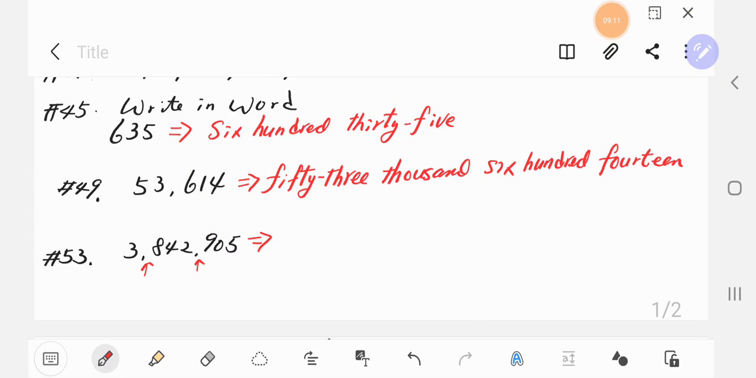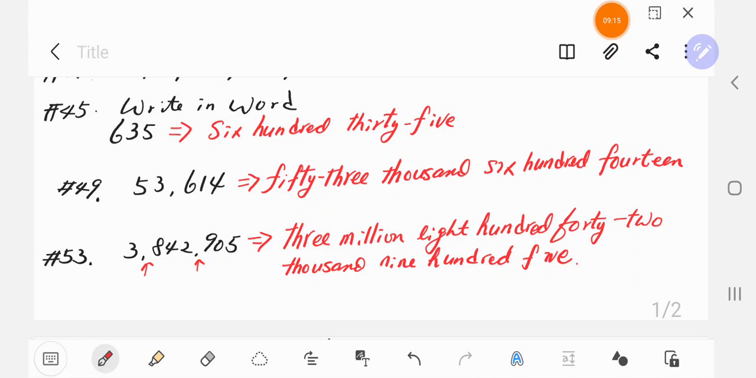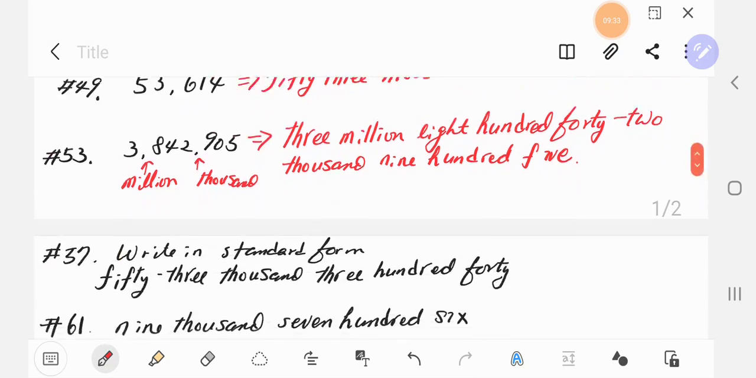Okay, so let's write the words here. Alright, so this place value is million, and this place value is 1,000. So 3,842,905. Okay, so let's try next one.